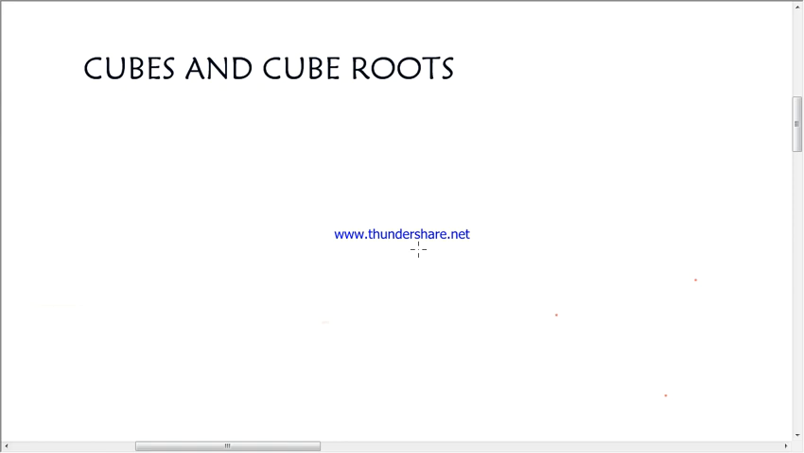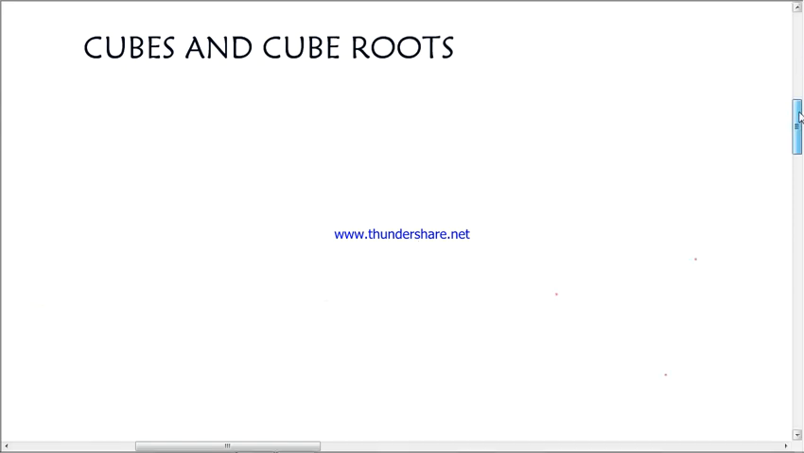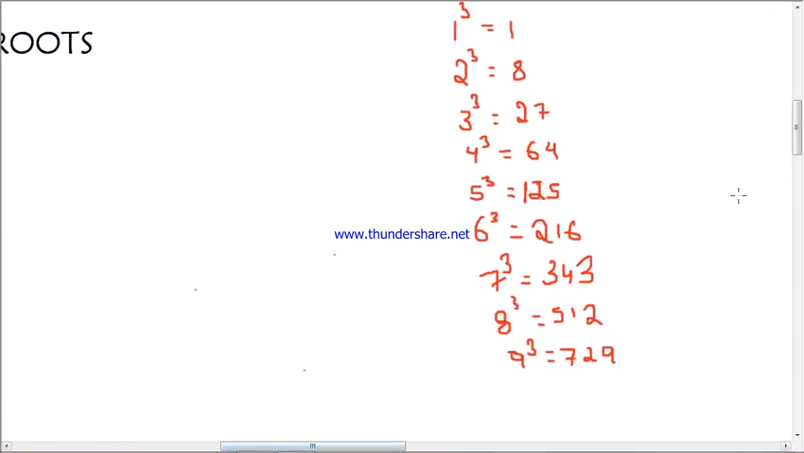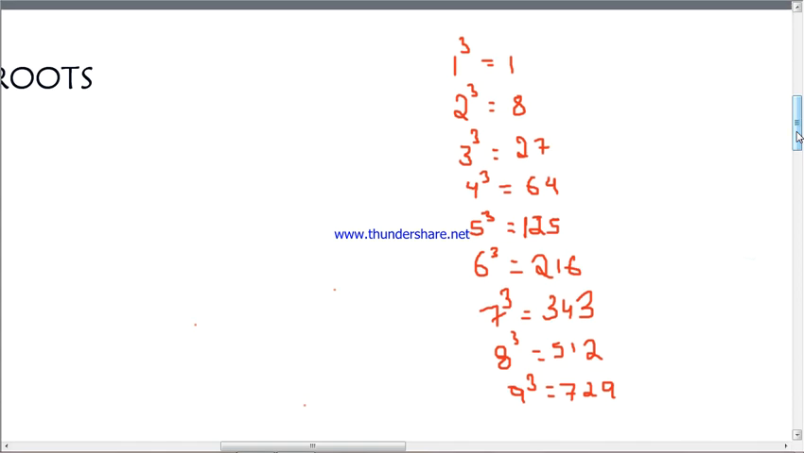And there is another method. This method is very easy, but one thing you have to understand: you have to know the cubes of numbers, like this table. You have to know this by heart. It should be with you all the time. 1 cube is 1, 2 cube is 8, 3 cube is 27. Till here is not a problem.